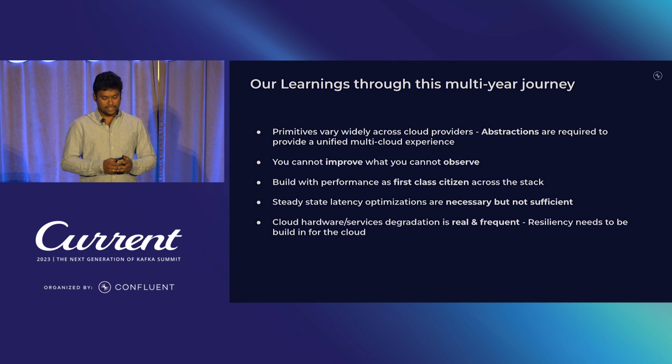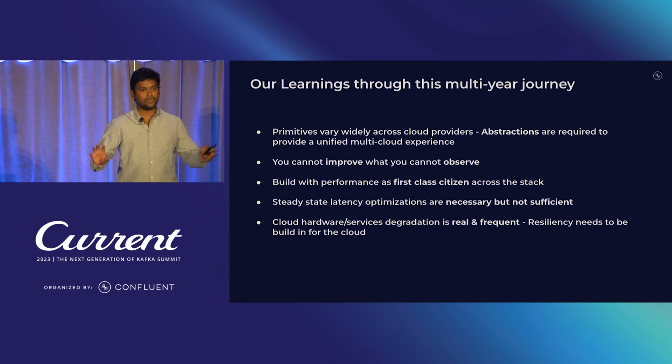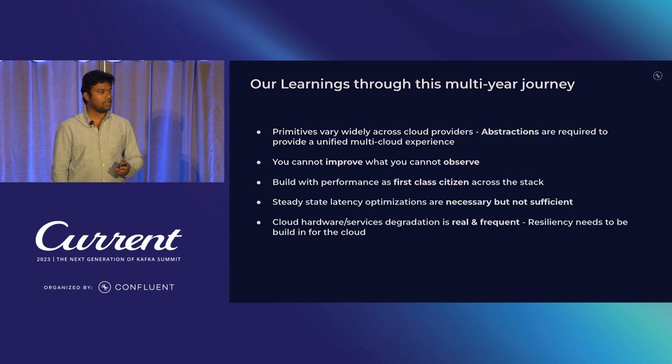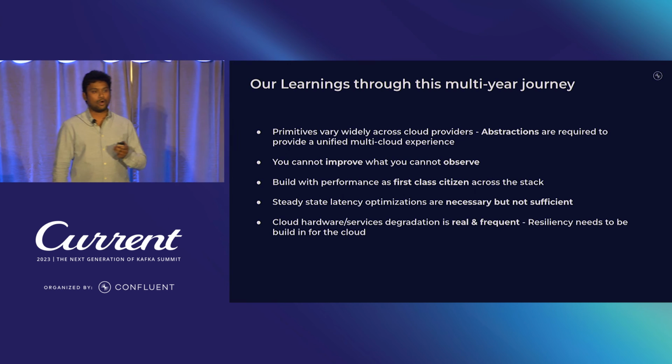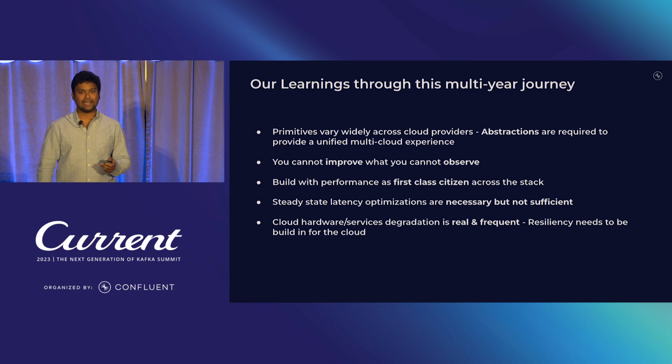All right, so what are the learnings through this multi-year journey? A couple of them are the primitives vary very widely across cloud providers. It's a complex distribution. So we believe abstractions are required to provide a unified multi-cloud experience across all the different clouds that we have. The second thing should be obvious. You cannot improve what you cannot observe. Also, the measurements have to take care of the outliers. You cannot have relaxed measurements.